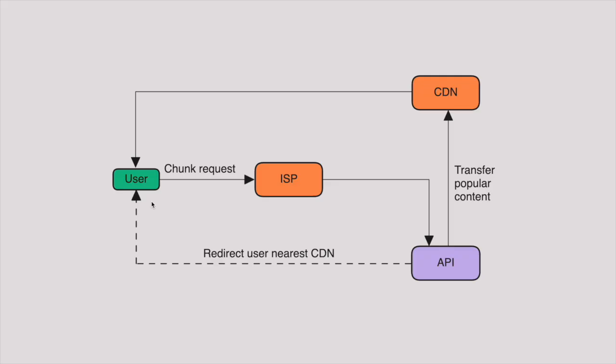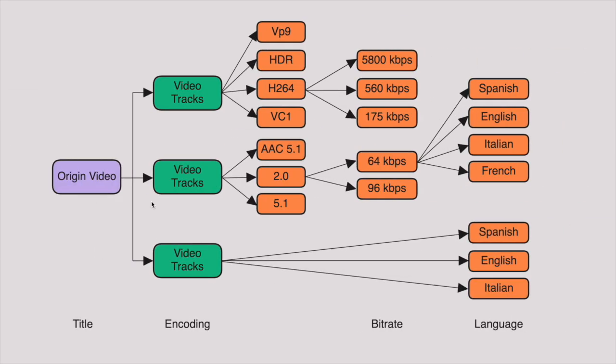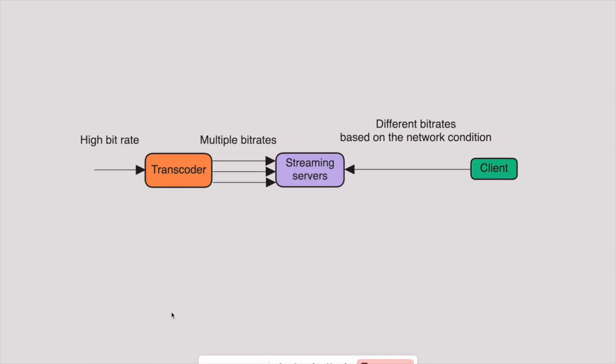And in this diagram, you can see how many different versions of the video we can store in our blob storage. We can have different video formats. We can have different audio formats, different subtitle tracks based on the language. And at the same time, for every single video format, we can have different bit rates for the video based on the internet speed. So now, as we've seen how many different video and audio formats there are, let's talk a little bit about transcoding and adaptive bitrate streaming.